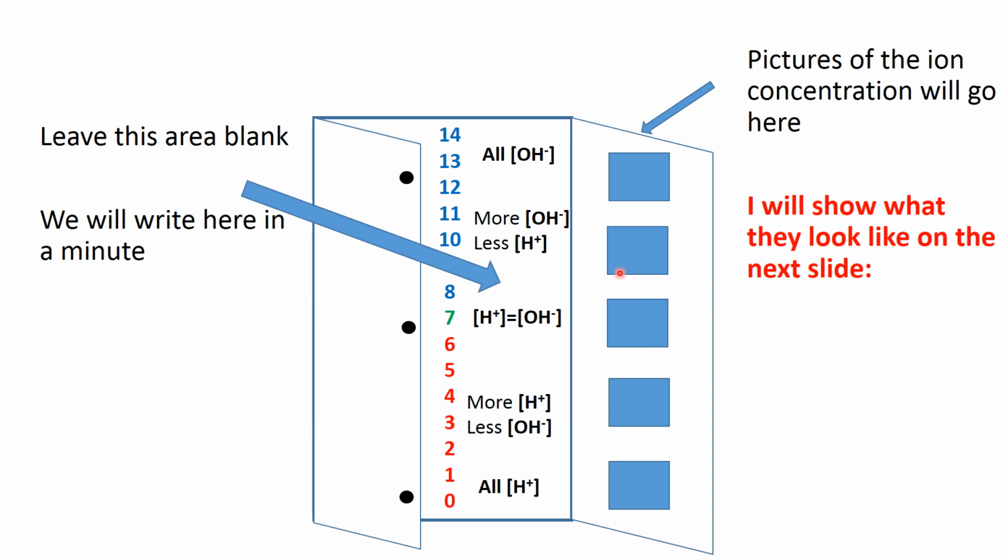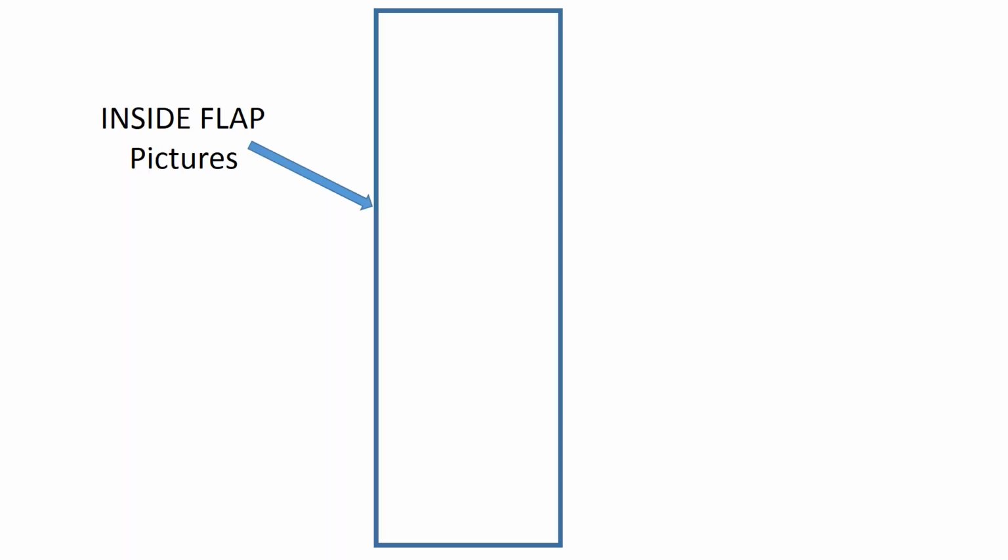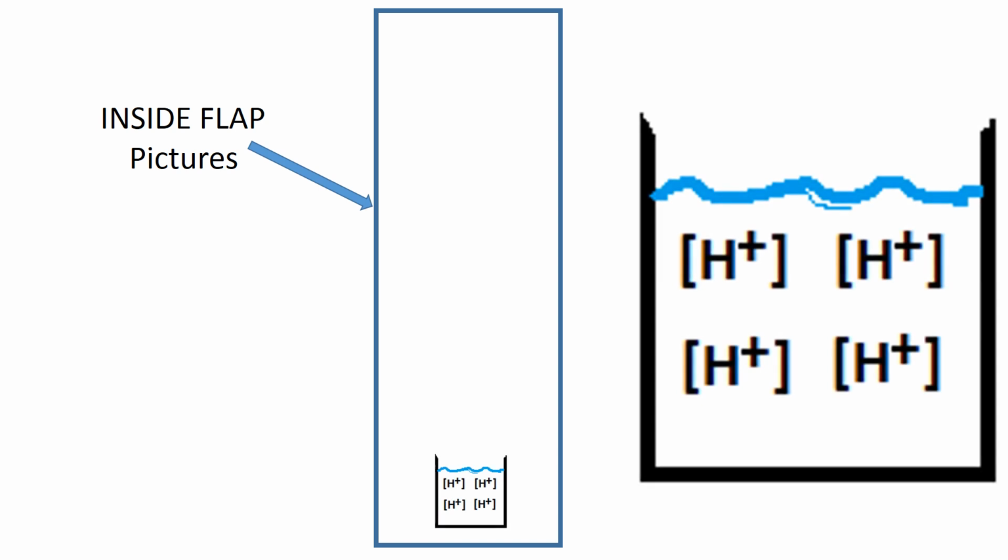Now, we're going to make our foldable with some text here next to the numbers, and then we're going to draw 5 pictures on the inside flap. Don't write this down now. We're going to look at this inside flap where I'm pointing first, and we're going to have 5 pictures. So this will be the inside flap, and the first picture will go down at the bottom.